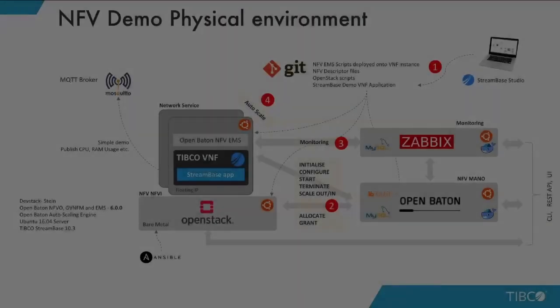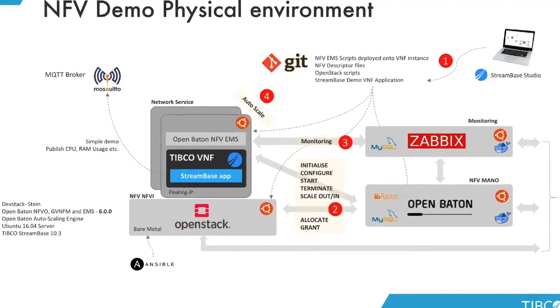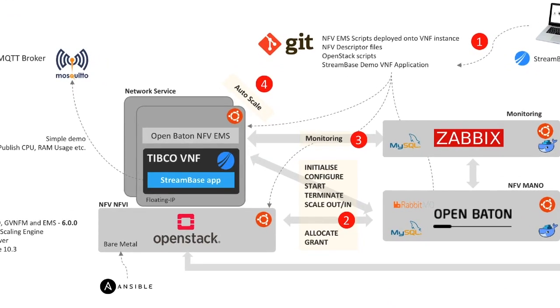So in the demo, what we'll do is instantiate, configure, and start using the ETSI defined events. The StreamBase VNF will start and we'll see it publishing to the broker every 3 seconds. Then I'll stress it for a period long enough to trigger the scale out, and then I will leave it alone. We'll wait for the cooldown period and then we'll see it scale back in.